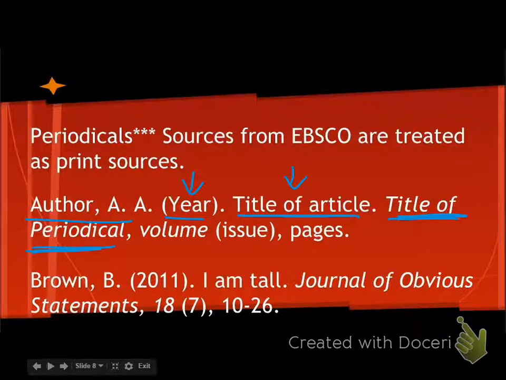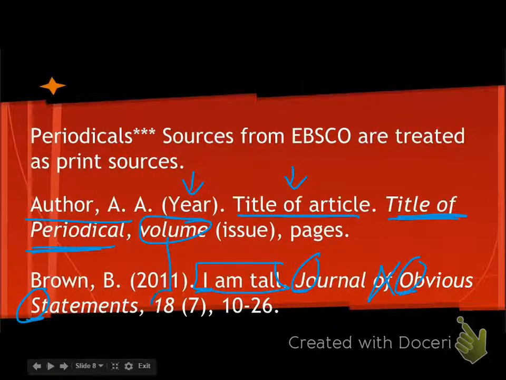Also notice, in this example, all significant words, so everything but "of", is capitalized. Journals have different capitalization rules than article titles do. So, in this one, only the first word is capitalized. In the journal title, all significant words are capitalized.